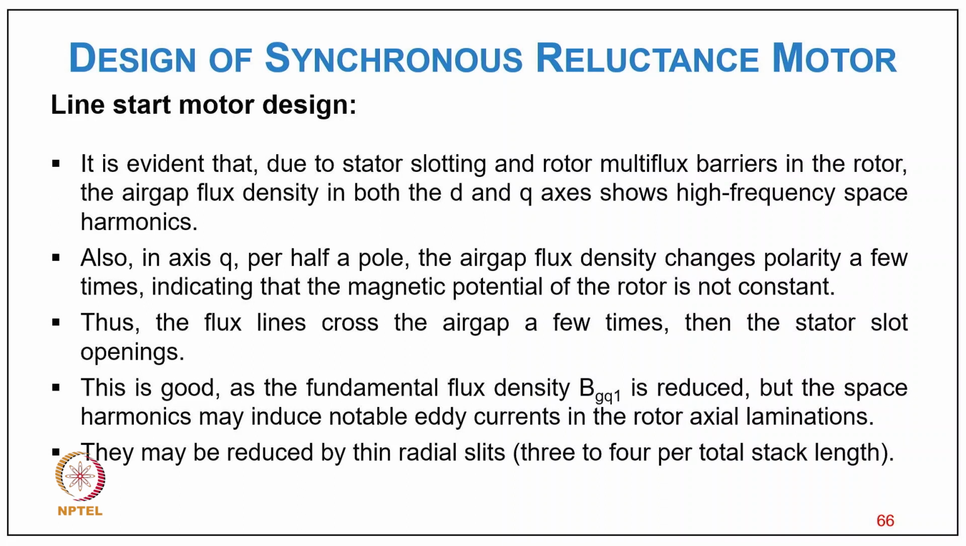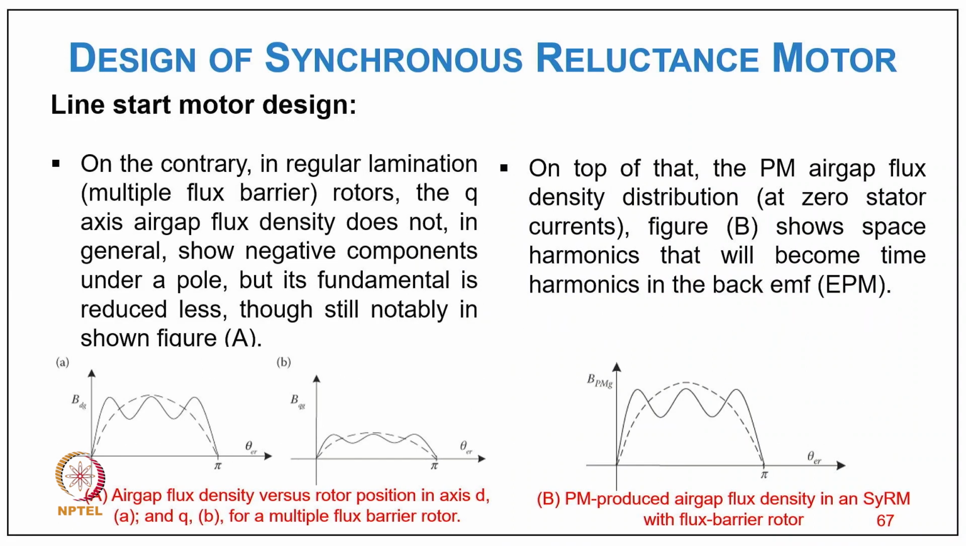Also in the Q axis, per half a pole, the air gap flux density changes polarity every time, indicating that the magnetic potential of the rotor is not constant. Thus, the flux lines cross the air gap, then the stator slot opening, and this is good as the fundamental flux density Bg1 is reduced, but the space harmonics may induce notable eddy currents in the rotor axle lamination. They may be reduced by thin radial slots, 3 to 4 per total stack length.